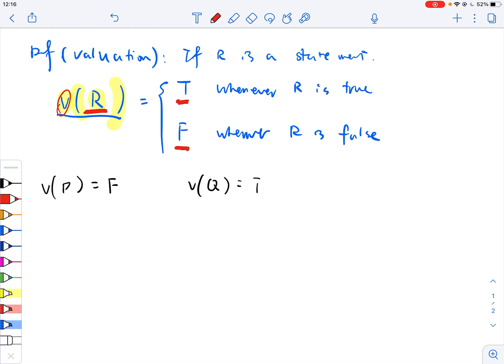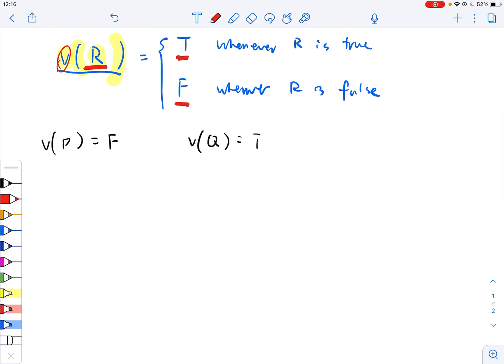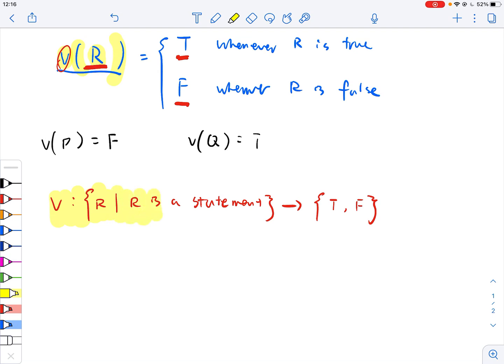So we can write V in a functional notation, which is this. V is the function such that the domain is, I'll just use R to make it more consistent, R such that R is a statement. So V is basically mapping this set to the set that contains only T and F, which are the only possible truth values of statements. So that is V represented in the functional notation.